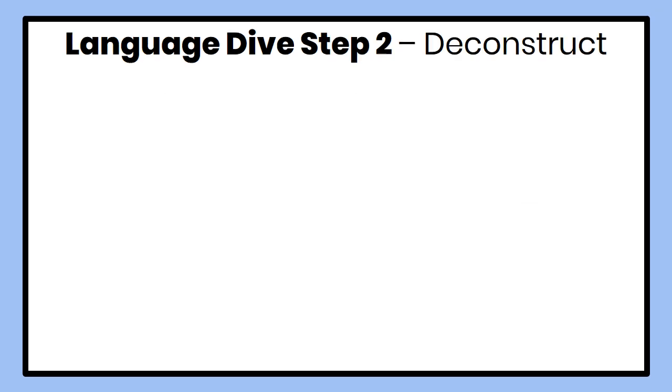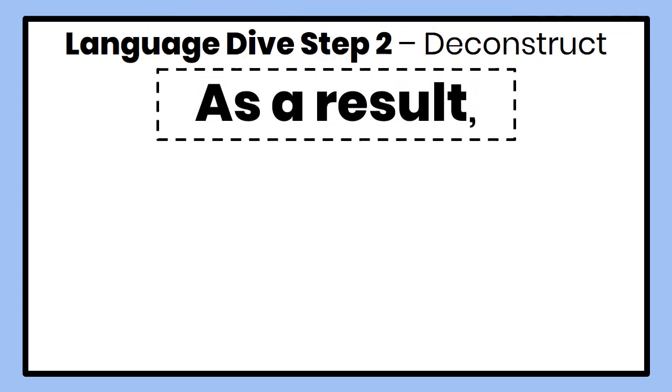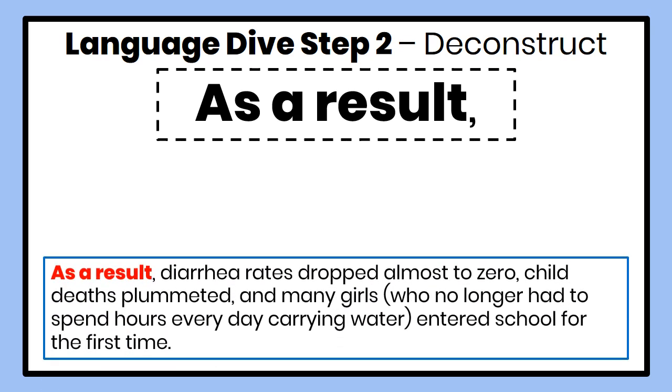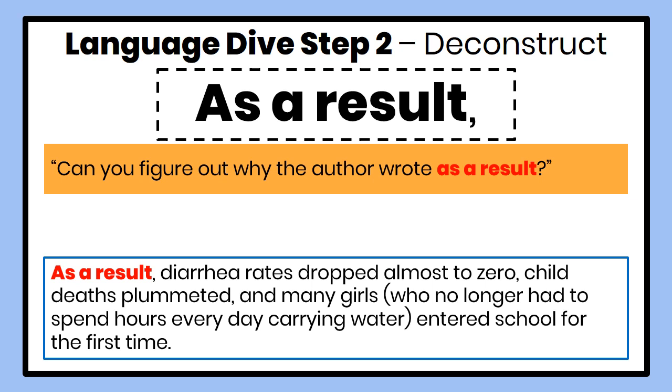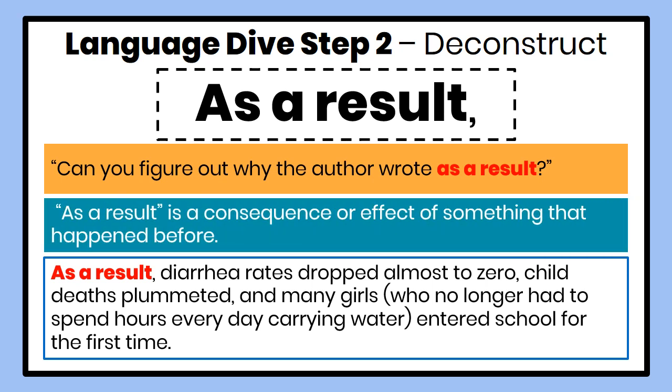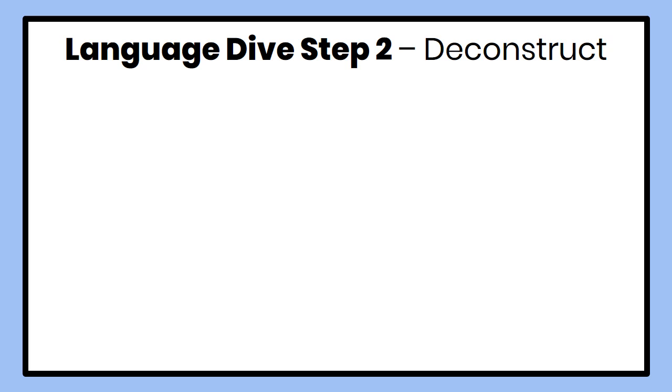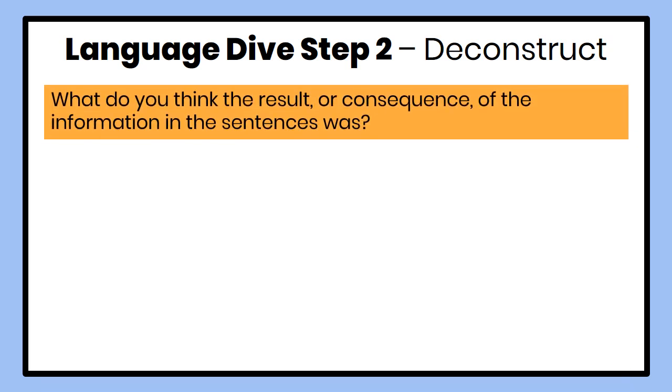Let's look at our first chunk of the sentence. As a result. Can you figure out why the author wrote the phrase as a result? That's right. As a result is a consequence or effect of something that has happened before. What do you think the result or consequence of the information in the sentence was?